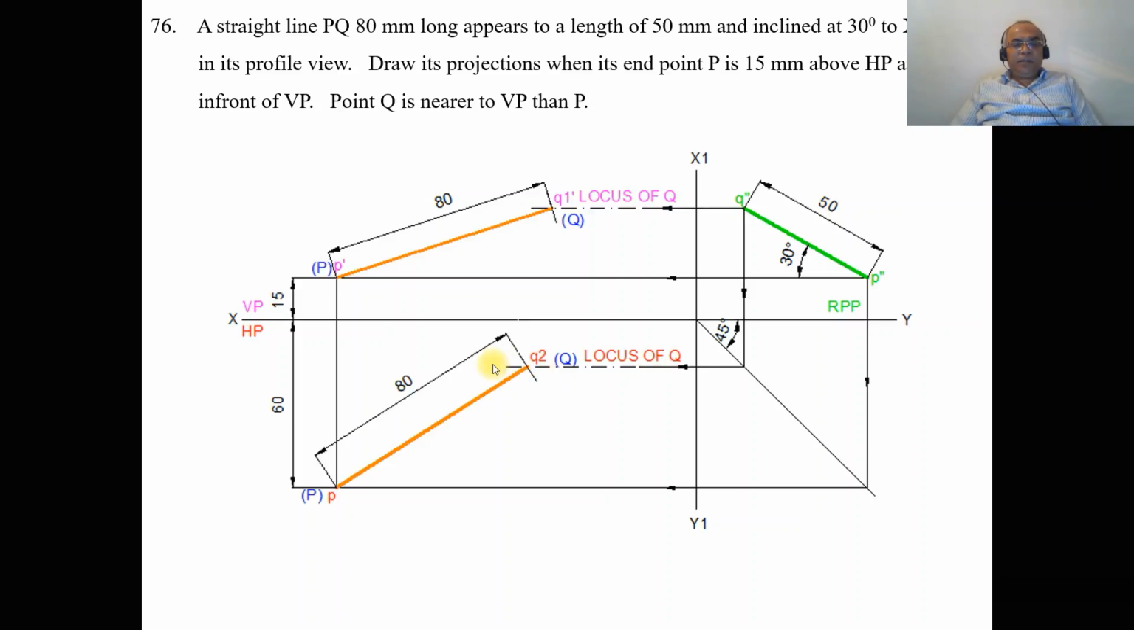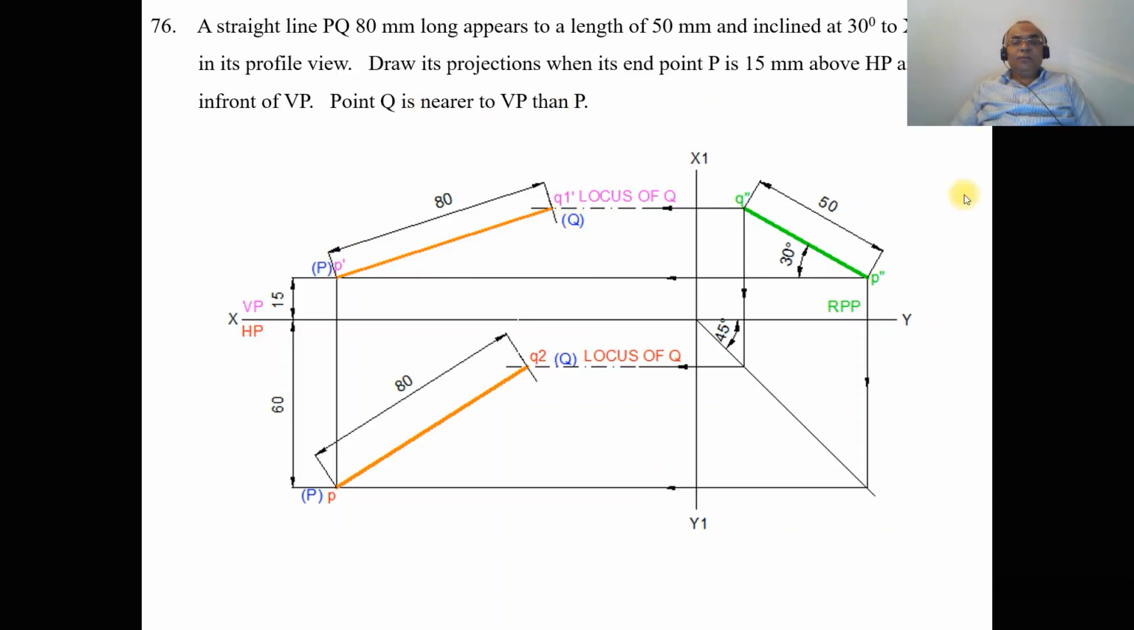Similarly, with the same radius, with P dash as center, by using the compass, cut an arc on the locus of Q in the front view. You mark this point as Q1 dash and you mark this as capital Q. So here we will already write it as locus of Q. Then join P dash Q1 dash with a line a little bit thicker than the XY line.